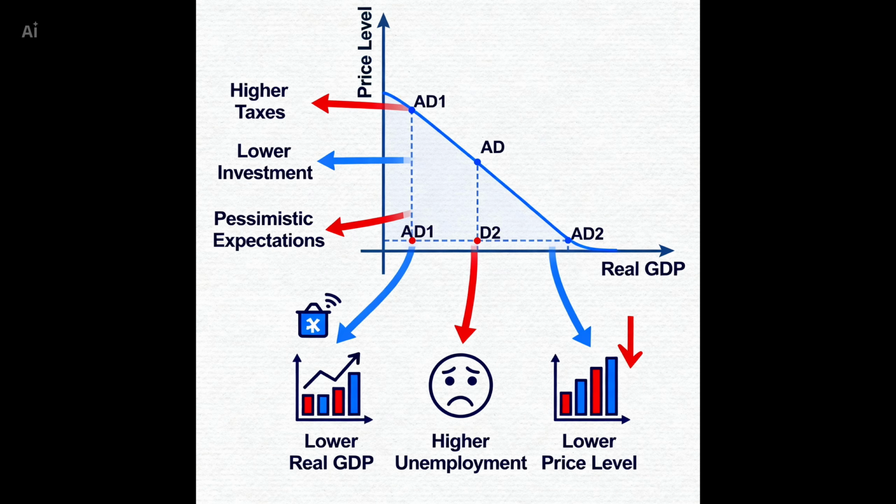A leftward shift of AD results from higher taxes, lower investment, or pessimistic expectations, which causes a lower real GDP, higher unemployment, and lower price level.